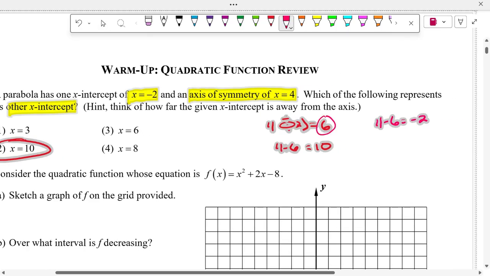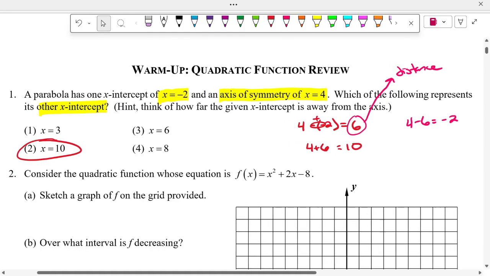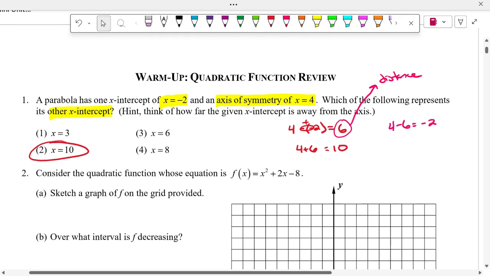So 6 in this case is just the distance. Does that make a bit more sense? Yeah, for some reason I keep getting x equals 11 when I count 6 away. Make sure don't count the 4.